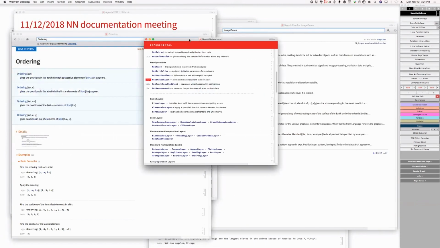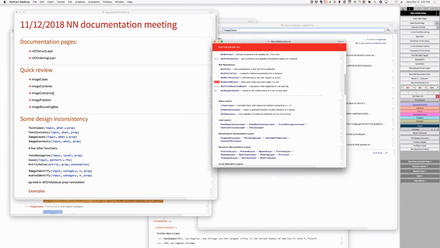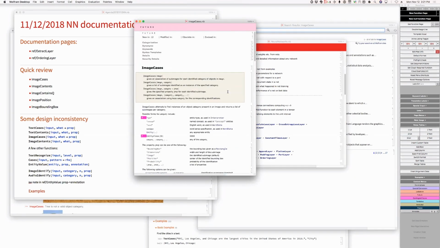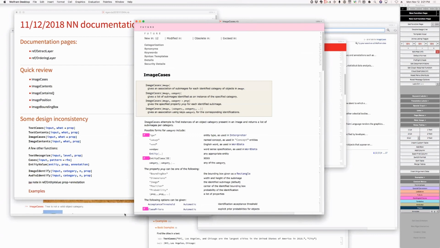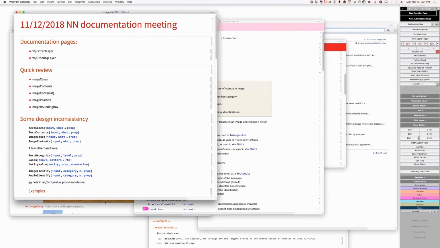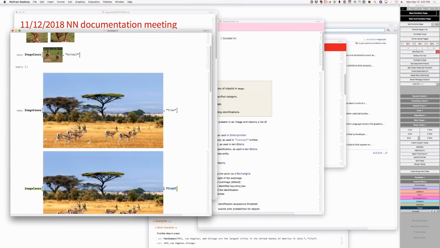Okay, let's go back over here. What else do we have to figure out? You want me to look at the image cases pages? Yes, sure. Okay, gives an association of subimages for each. Wow, there's a one argument form of image cases. You suggested that. Yes. All is good.